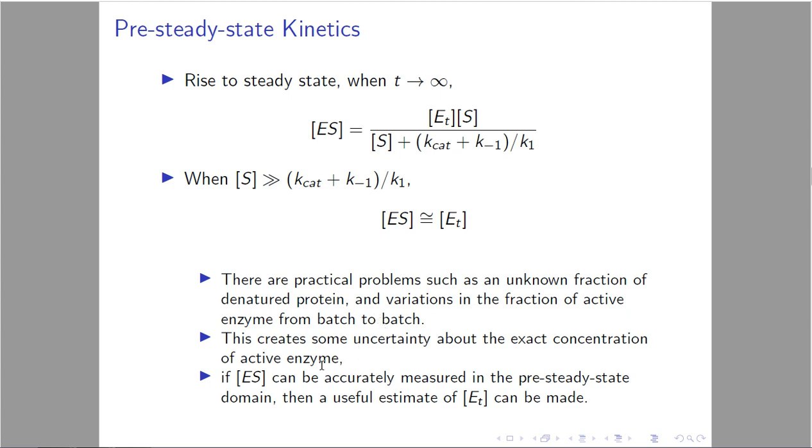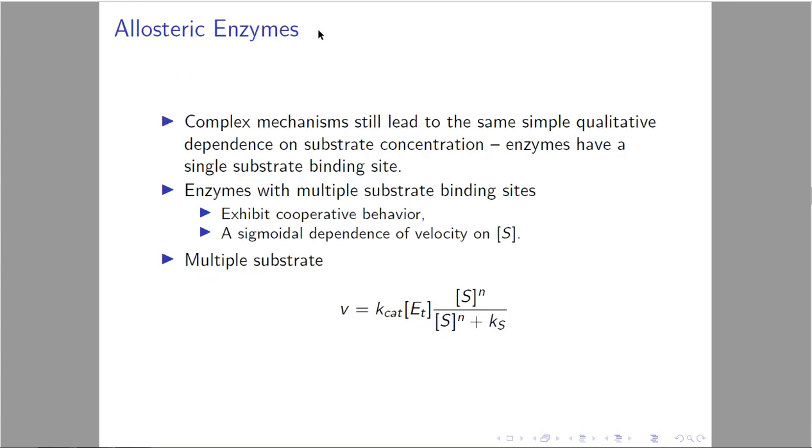Okay, so if ES can be clearly measured in the pre-steady-state domain, then a useful estimate of ET can be made. The enzyme: how much enzyme we should put on the substrate, or in the solvent, so that it can produce the product. And if we have an allosteric enzyme, here there are many binding sites.